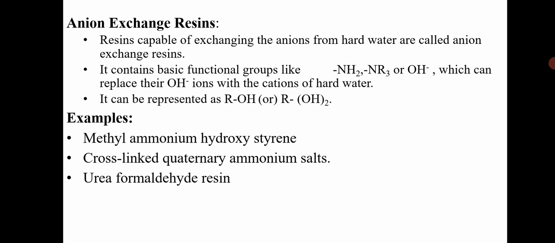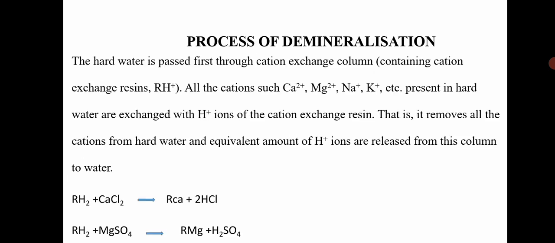Similarly, the anionic resins are connected with basic functional groups like NH2 and hydroxide groups, which can be represented as ROH or R(OH)2. Examples of anionic exchange resins are methyl ammonium hydroxide styrene, cross-linked quaternary ammonium salt, as well as urea formaldehyde resin. Let us discuss the process of demineralization.